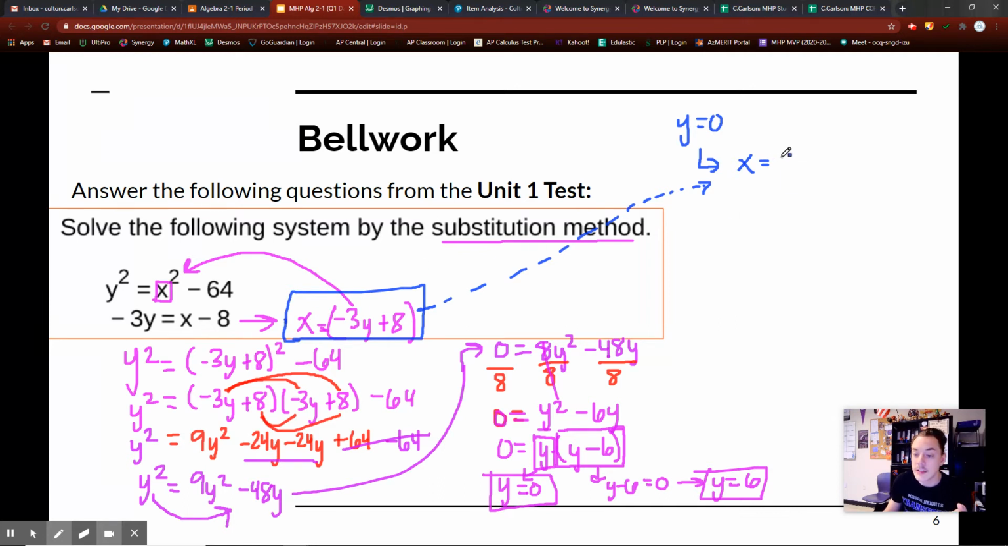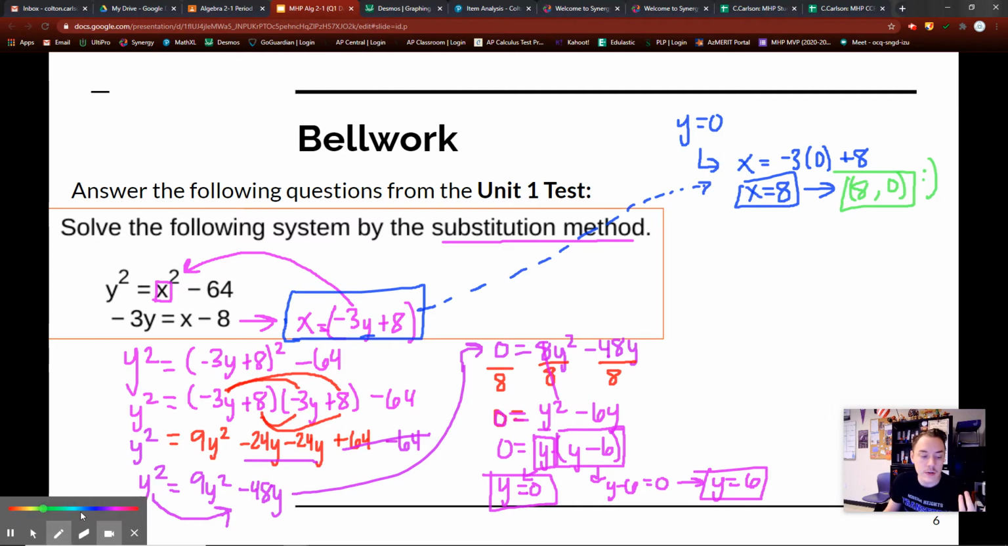So x equals, and then negative 3 times 0, because that's my new y, and then plus 8, which of course equals 8. X equals 8, which means what is my final point? My final point is in green here. I plugged in a y value, so that's technically my output, but I got out my input. That makes sense? So I have 8 as my x and then 0 as my y. That is my final first point.